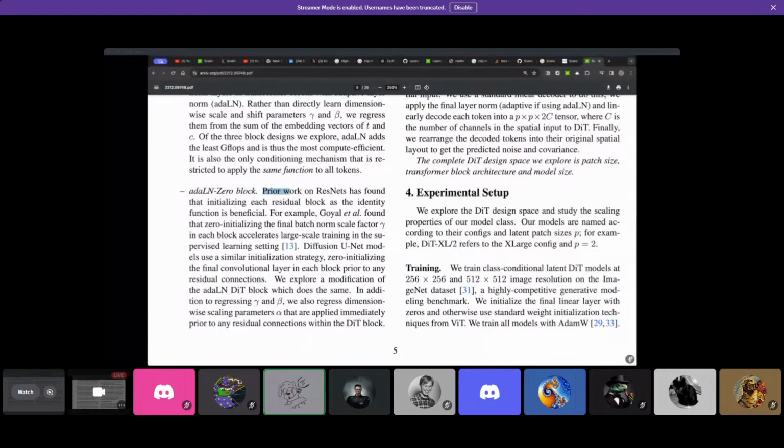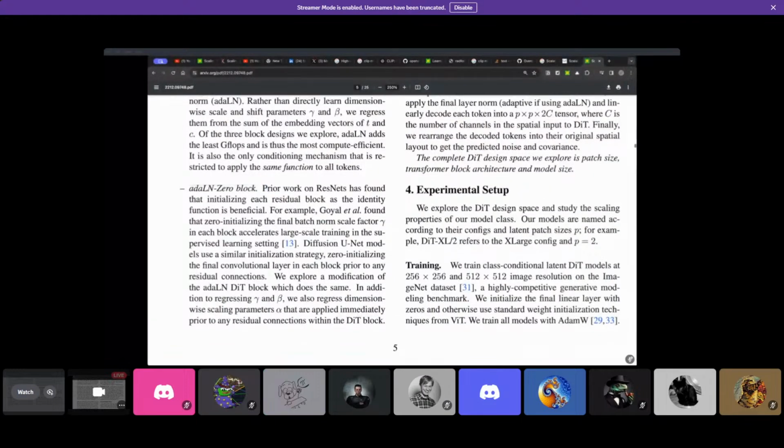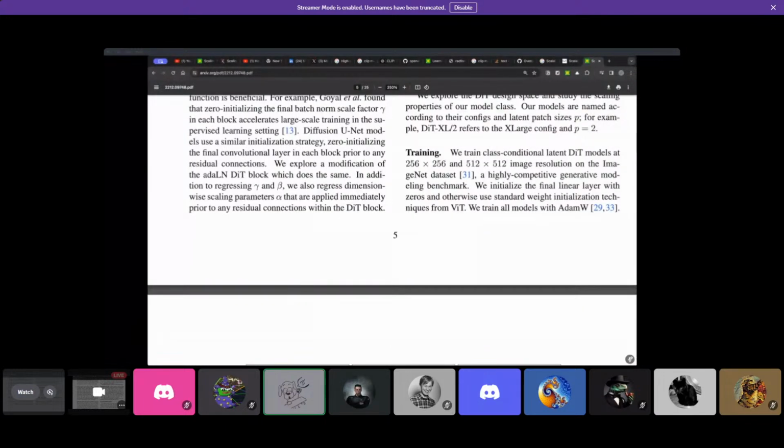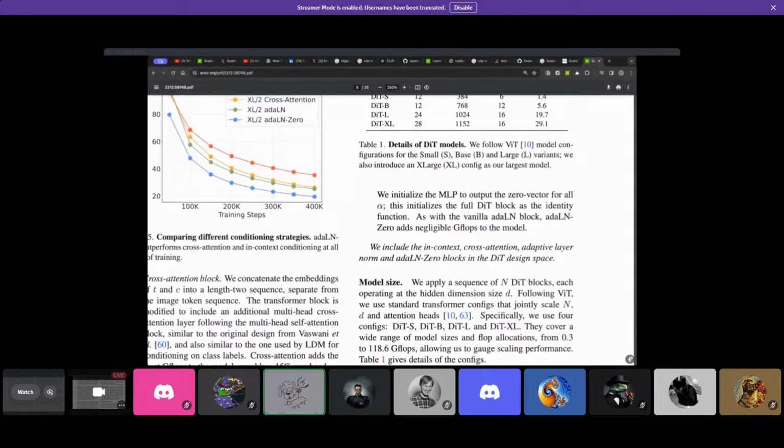So they say, prior, alpha. We explore a modification of this, which does the same. In addition to regressing on these, which are the layer norm parameters, we also regress dimension-wise scaling parameters alpha that are applied immediately prior to any residual connections within the DIT block. So we initialize the MLP to output the 0 vector for all alpha. This initializes the full DIT block as the identity function.